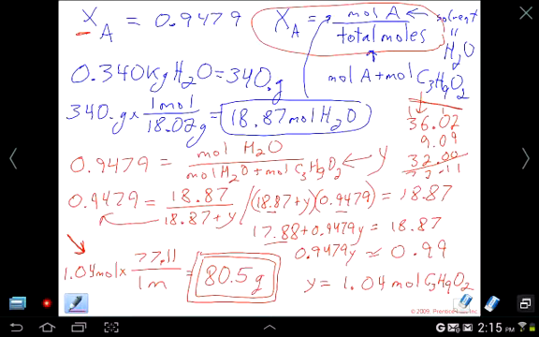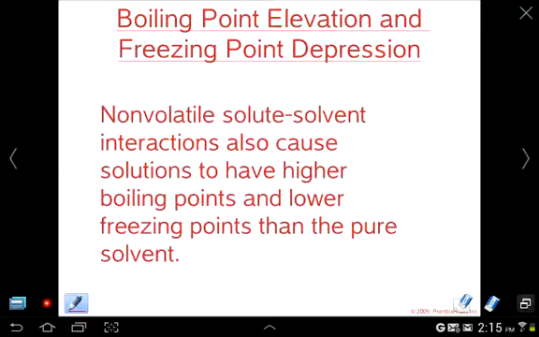Okay, going on to the other 2 colligative properties, the first being boiling point elevation, the second being freezing point depression. We'll quickly talk about these and then do a calculation, and we'll finish the lesson. So here it says that these non-volatile solute-solvent interactions, meaning anytime you make a solution, you cause the solution to have a higher boiling point and a lower freezing point than the pure solvent. And this is true of any solvent or any solute technically that you can put in the solution.